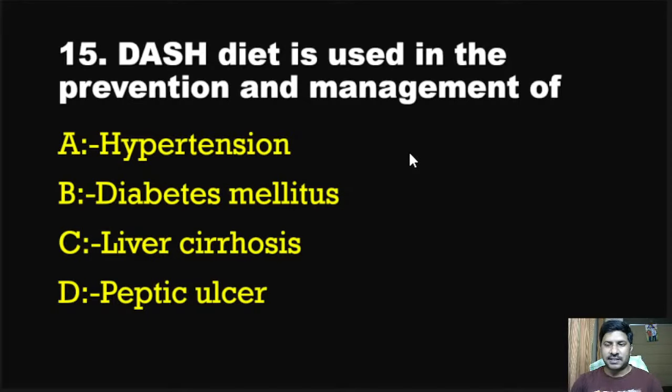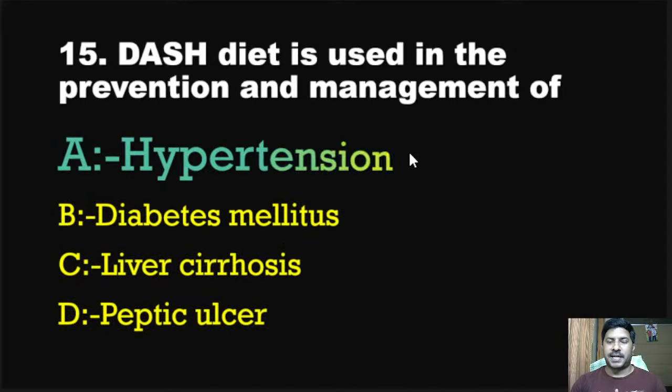DASH diet is rich in vegetables and fruits and whole grains. It includes fat-free or low-fat dairy products, fish, poultry, beans and nuts. It limits foods that are high in saturated fat, such as fatty meats and full-fat dairy products. So here the DASH diet is given for prevention and management of hypertension, to reduce the cholesterol level.